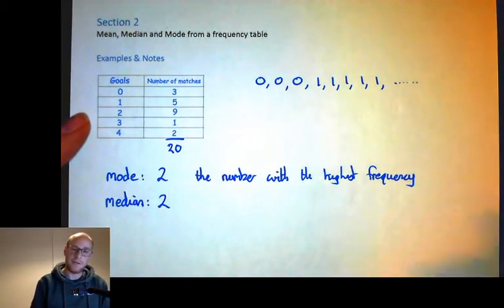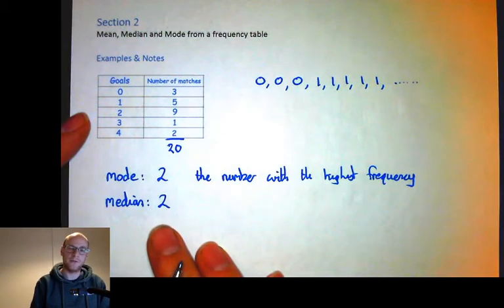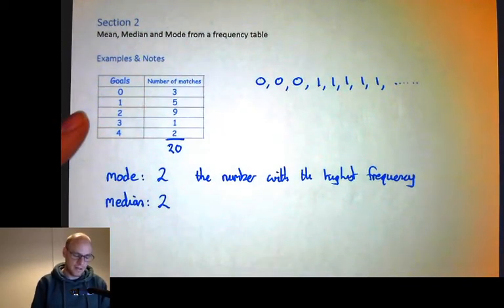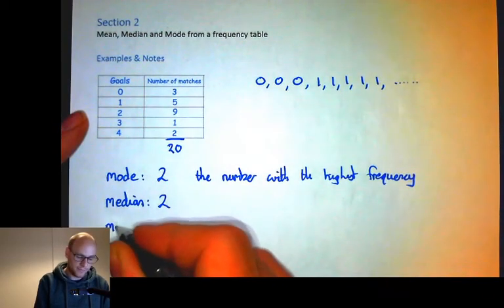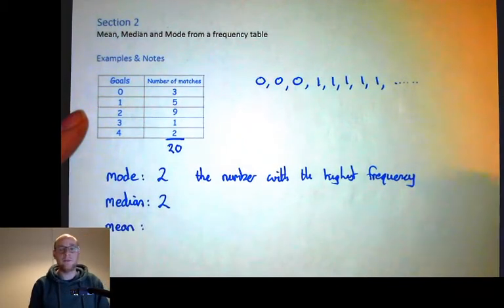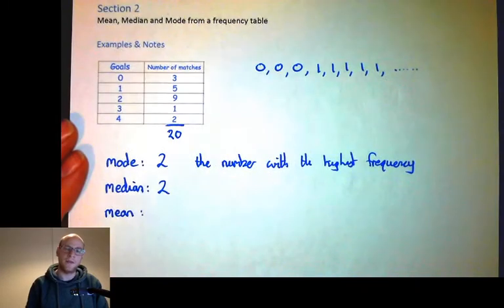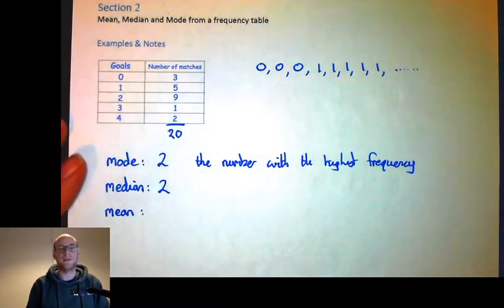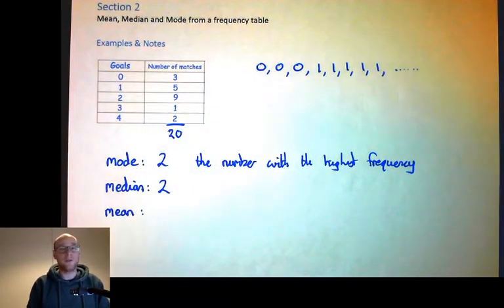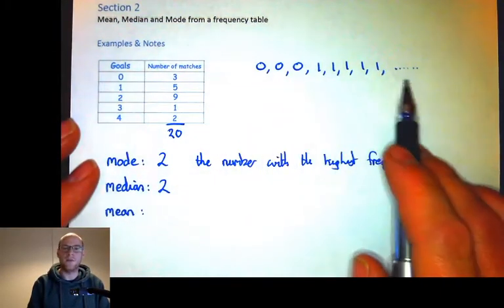So that's how to find the median from a frequency table. That's quite different, isn't it, to writing it out in a list. Mean is also very different. Now, it is still the case that when you're calculating the mean, you're going to add them all together and divide by how many there are, but in this case, you can do all that from the table. You don't have to write them all out and then add them all up.